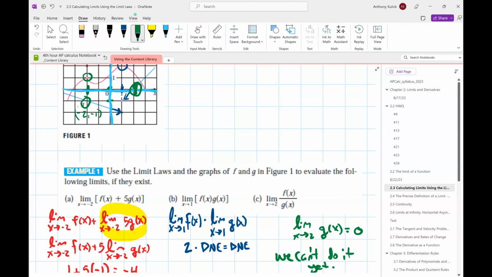We don't know that the limit doesn't exist. We don't know if it's undefined. All we know is we don't have the tools to do this. That's all.